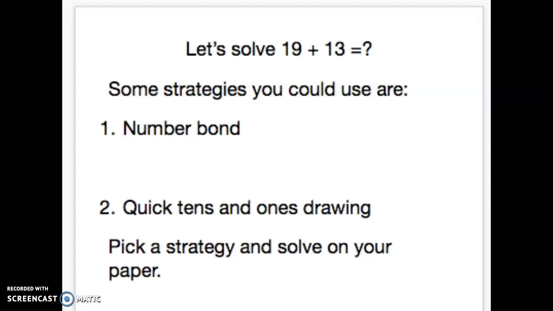Let's solve 19 plus 13. Some strategies you could use are a number bond or quick tens and ones drawing. Pick a strategy and solve this problem on your paper.